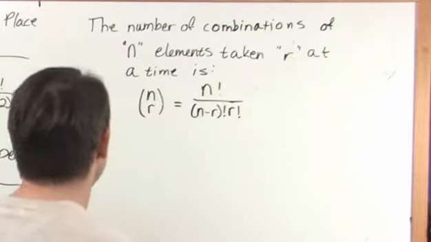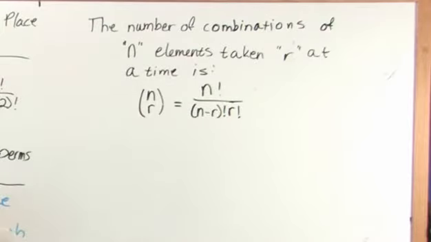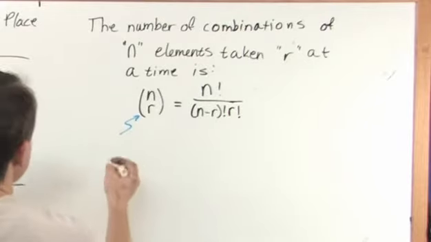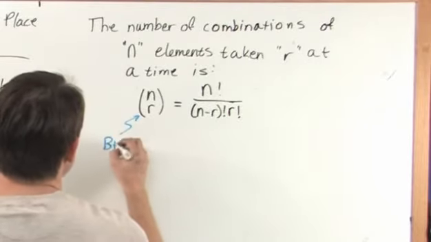There's a couple of additional things I want to tell you about this. You'll probably see this in your book, so I'm going to write it down for you just in case. This is really called a binomial coefficient.